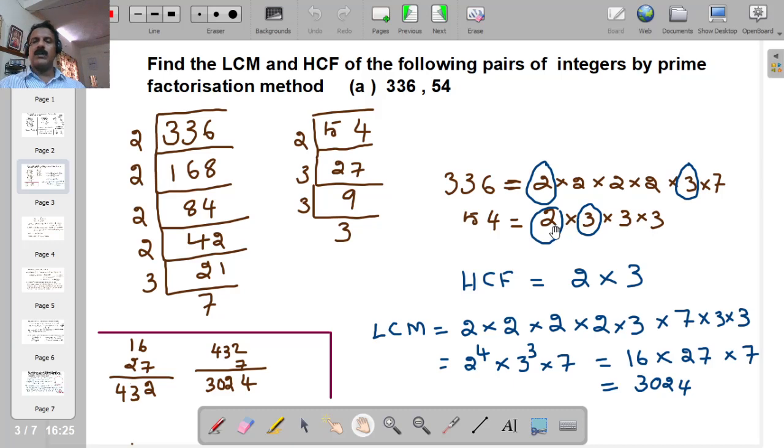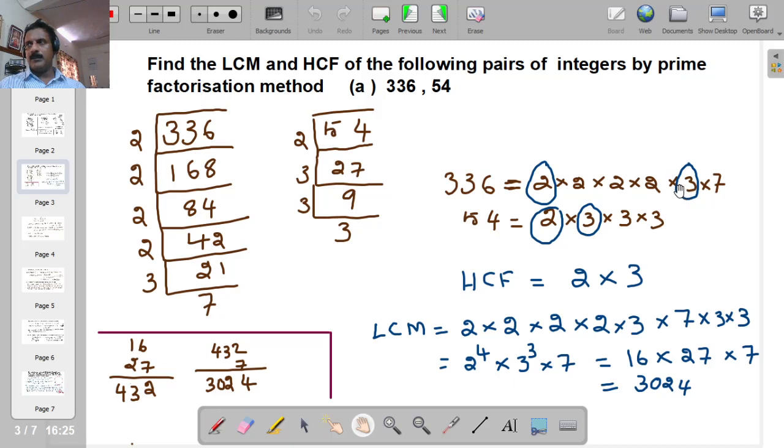Now what are the common prime factors of both of these numbers? 2 is a common prime factor of both of these numbers. 3 is also a common prime factor of both of these numbers.